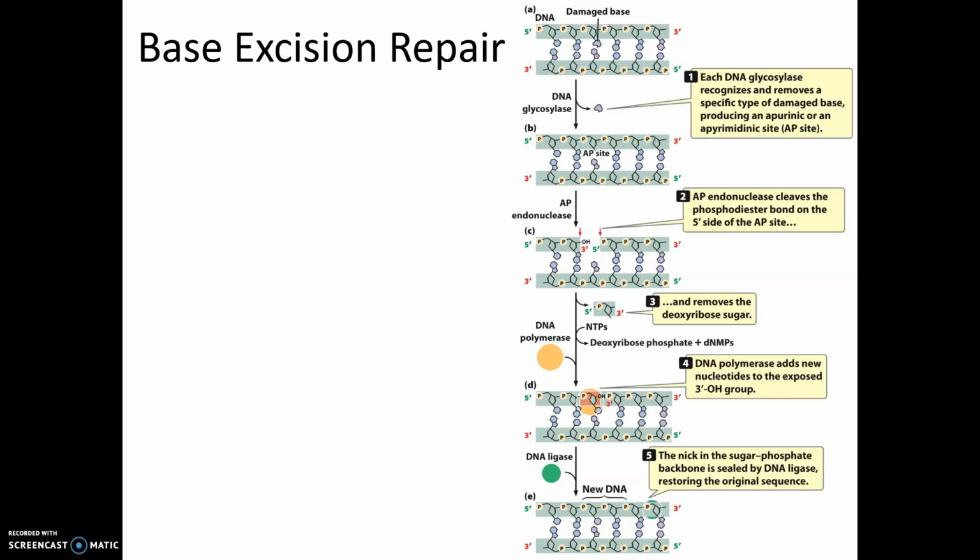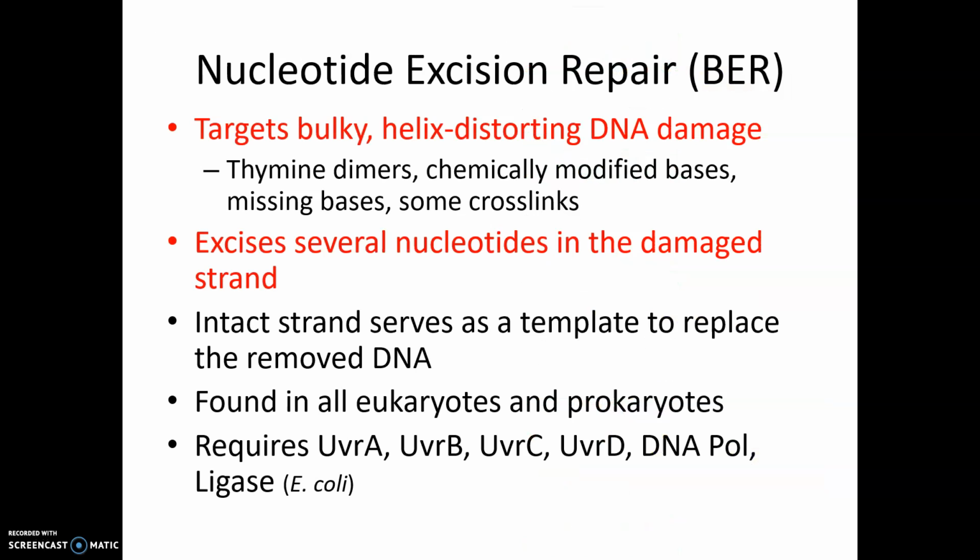Then you have this AP endonuclease that comes in and cleaves that phosphodiester bond. Then we're going to take that sugar out, okay? So now we have an empty space. Well, DNA polymerase comes along, puts the correct nucleotide in, and it's going to use the other strand as a template to figure out what that correct nucleotide is. DNA ligase comes in and seals that backbone, and now our DNA is restored to normal.